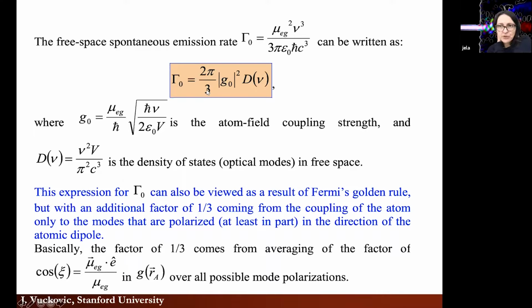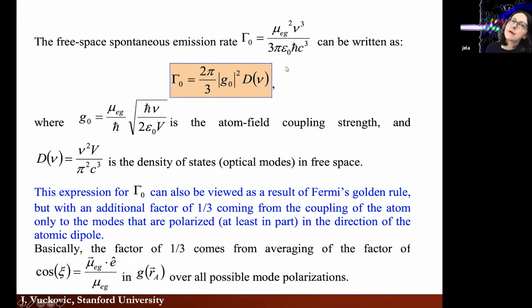But it's also intuitively clear that it's 1/3 because you have 3 different categories of modes. If you perfectly align your dipole relative to one set of polarizations, the other 2 would be orthogonal. They would not interact at all, so you're throwing away 2/3 of the modes. So you have 1/3 as a prefactor.